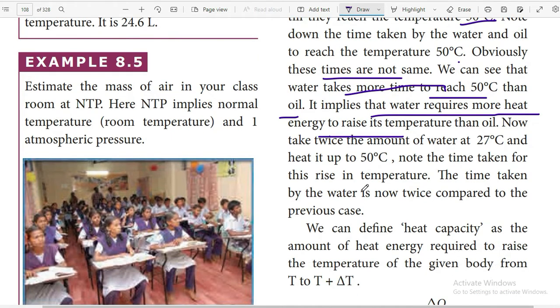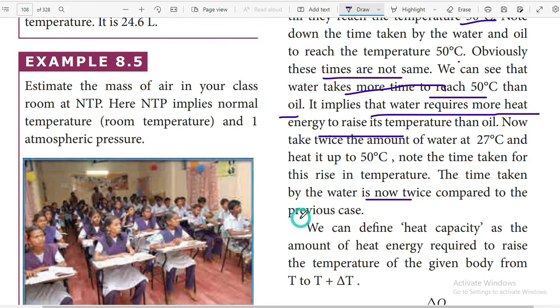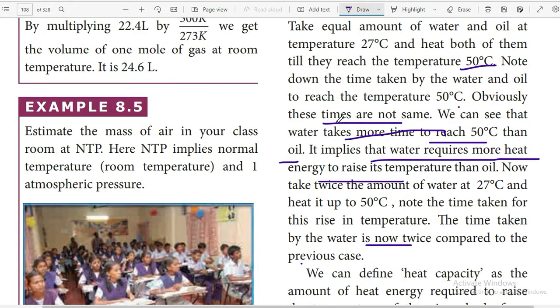So the time taken by water is now twice compared to the previous one. You need not check just with water. You can take one with oil, one with coconut oil, one with some other groundnut oil. The time taken for the oil, groundnut oil, coconut oil, or the water to reach the boiling point, or 50, 60 or 70 degrees Celsius, will definitely differ.